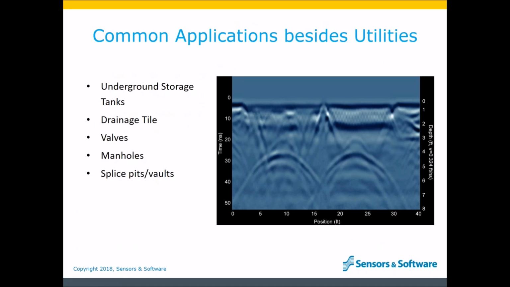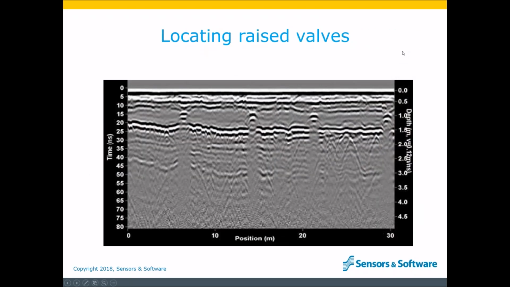There are other buried objects related to utilities that might require locating from time to time. These include underground storage tanks, buried manhole covers, and splice pits, all of which can be located with GPR. Finding buried valves can also be done, but it requires the operator to traverse the length of the pipe rather than crossing it perpendicularly like we usually do. If crossing right over the buried valve, it will show up as a shallower reflection.